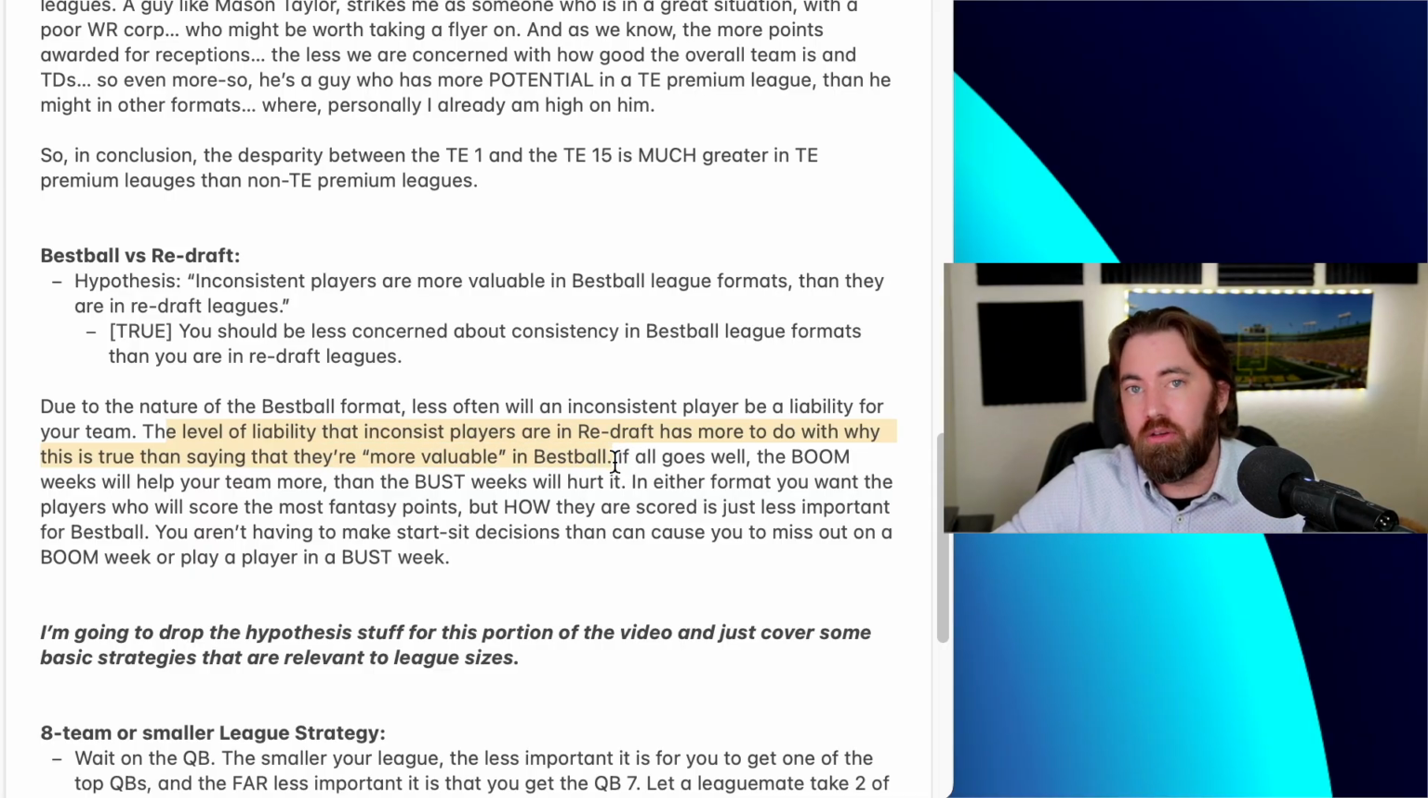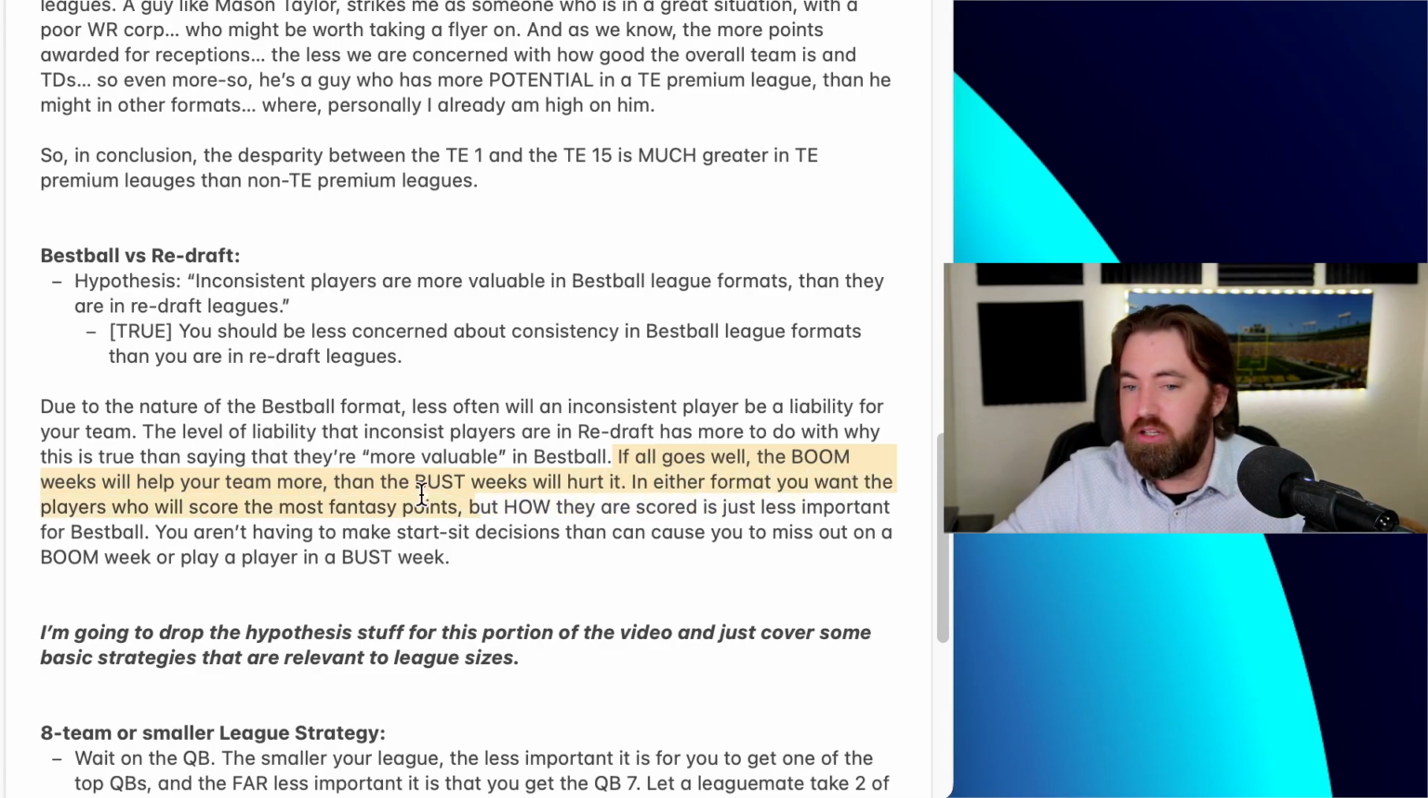Now, they become more valuable, but I think it could be a little bit misleading to just say that they're straight up more valuable. They're more valuable because their inconsistency is less of a liability. So it's kind of a two negatives type of argument. If all goes well, and it does have to go well, don't forget that. I mean, there's definitely a gambling aspect with best ball for many reasons. But if all goes well, the boom weeks will help your team more than the bust weeks will hurt your team.